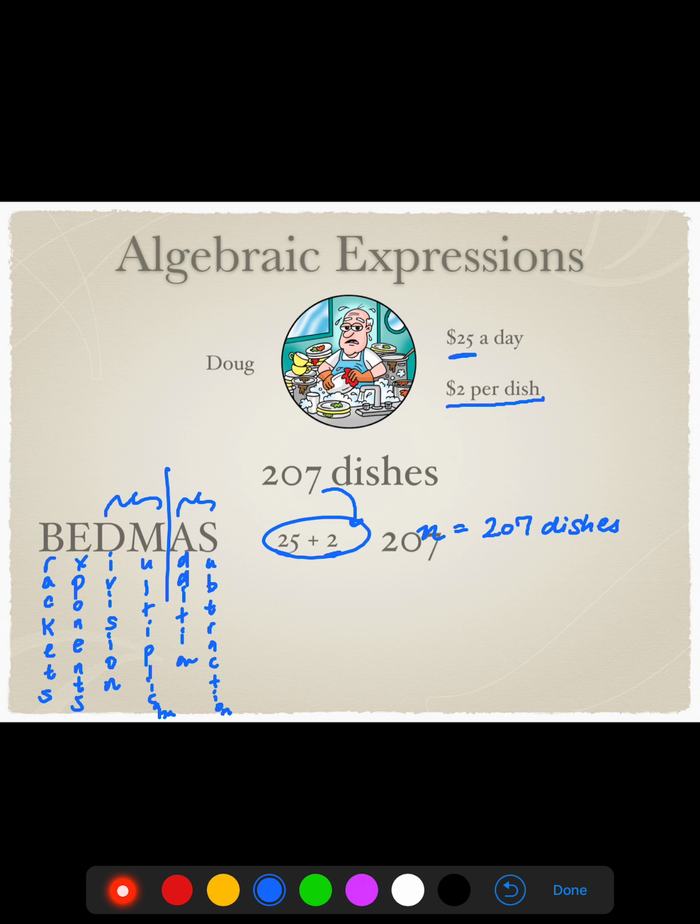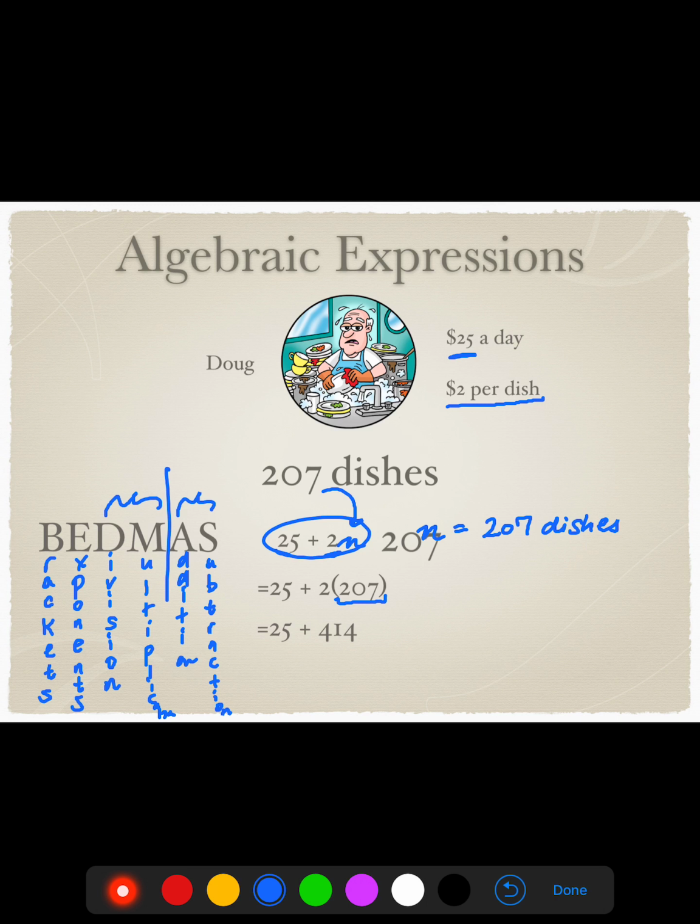So let's go back to here. So we've got 25 plus 2n. My n's disappeared again. We're going to substitute the next line first. Oh, sorry, it's jumped ahead. So the next line would be 25 plus 2 times, remember that you have to show your substitution in brackets. In this case, it's 207, okay?